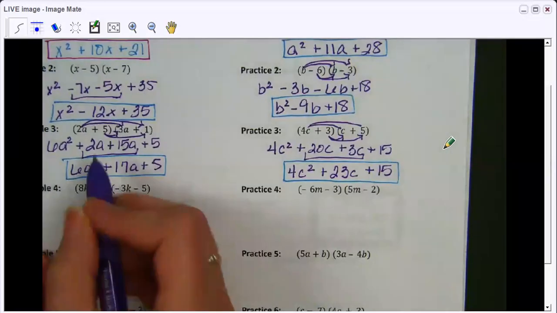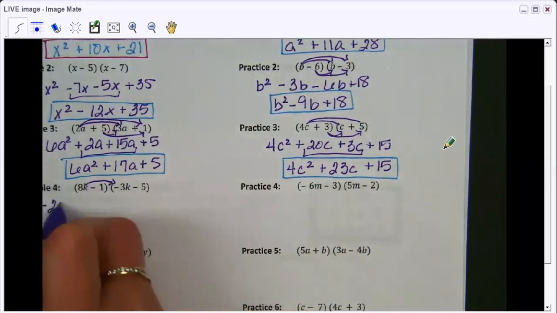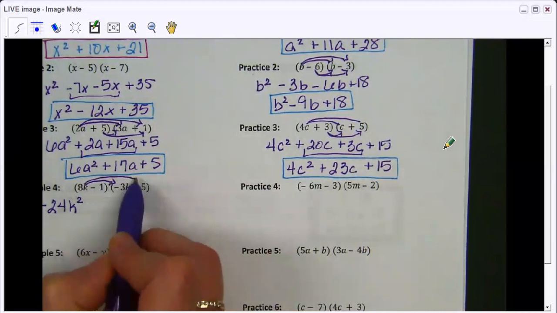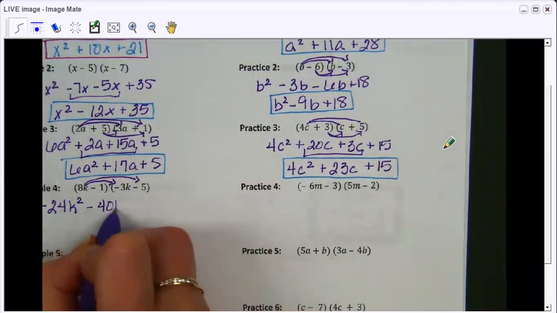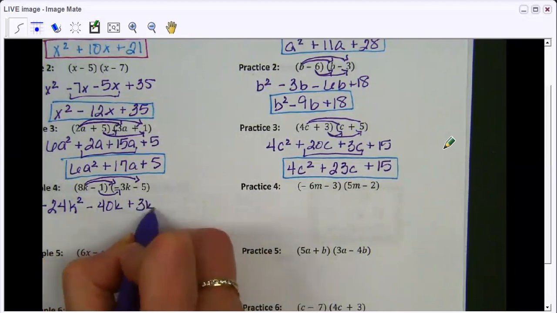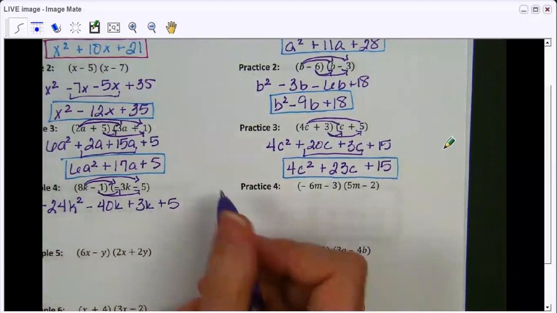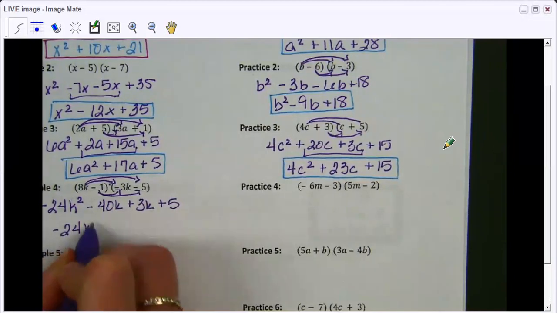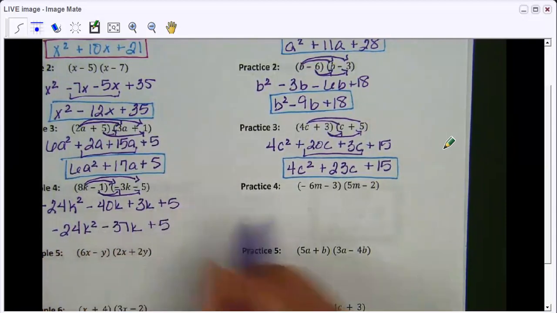Okay, so we have 8k times -3k. That's -24k squared. We have 8k times a -5, which is a -40k. -1 times -3k is a +3k. And -1 times -5 is a +5. When we combine our like terms, you should get -24k squared minus 37k plus 5.